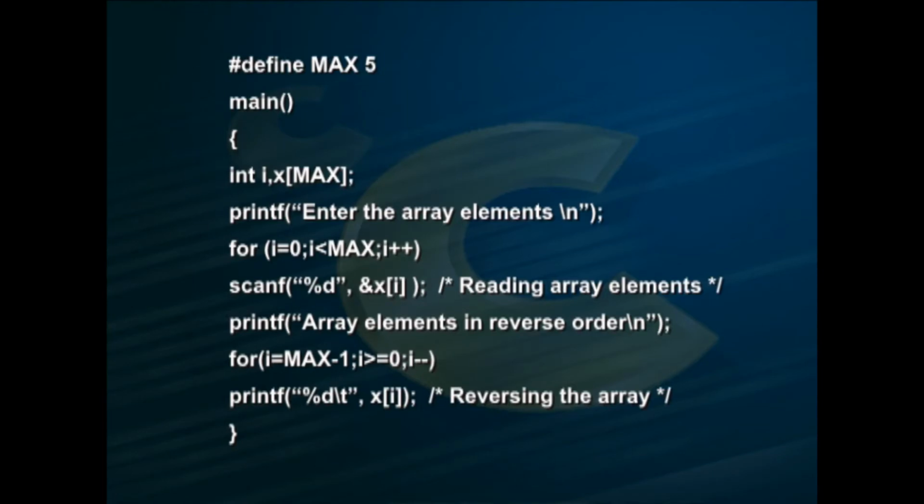Program for reversing an array. #define MAX 5. main() { int i, x[MAX]; printf("Enter the array elements"); for(i=0; i<MAX; i++) scanf("%d", &x[i]); here we are reading the array elements. Then printf("Array elements in reverse order"); for(i=MAX-1; i>=0; i--) printf("%d", x[i]); here we are reversing the array.